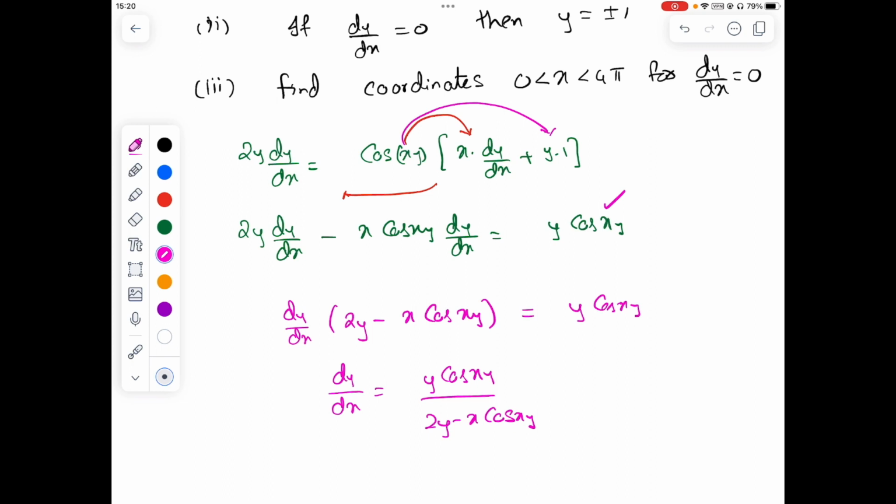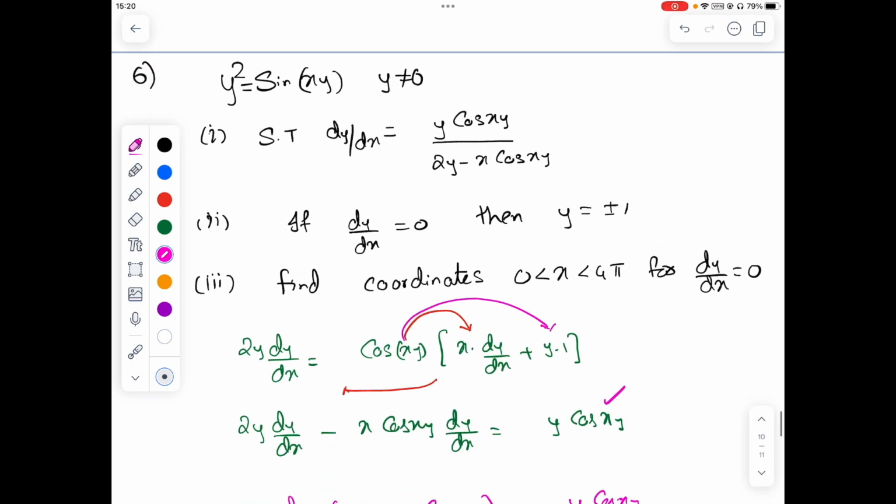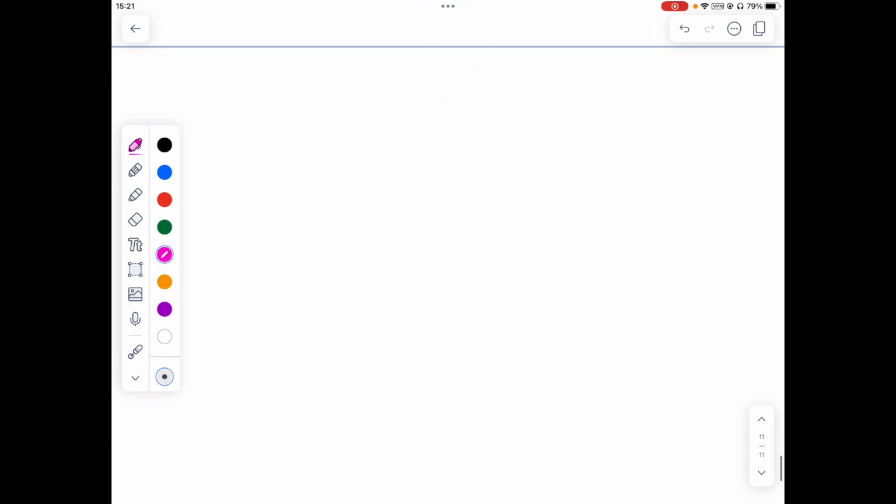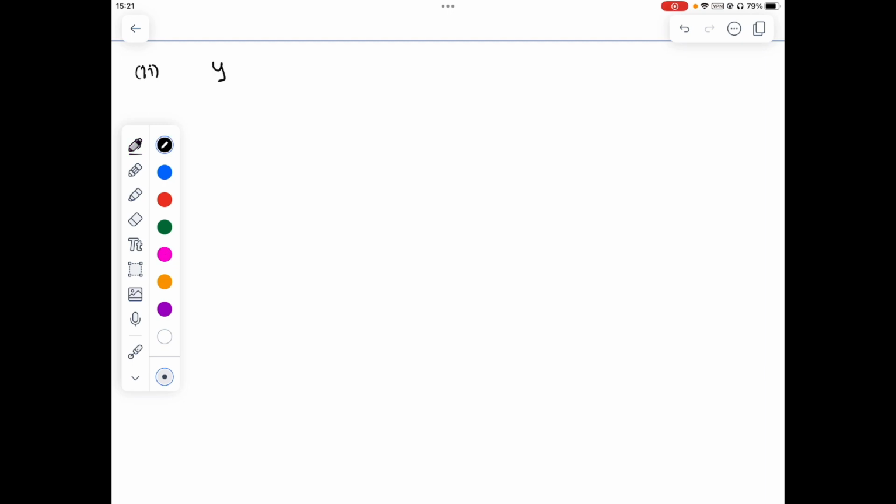Now in the second part, what is he asking? If dy by dx equals 0, then show that y equals plus or minus 1 and find the coordinates. So if dy by dx equals 0, what was dy by dx for the second part? y cosine of xy upon 2y minus x cos xy equals 0.